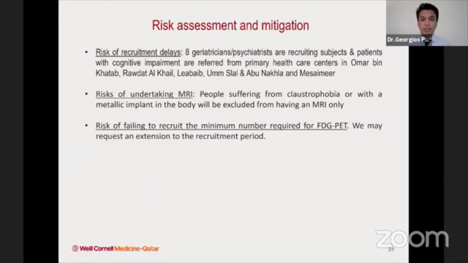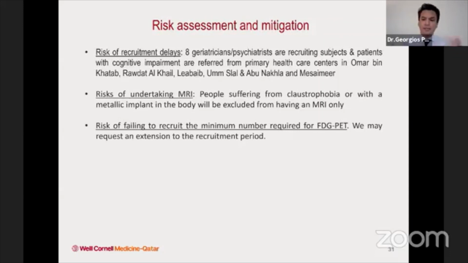Also, risk assessment of taking MRI. People may suffer from claustrophobia. What happens in that case, or if they have metallic implants? Do we exclude them from the study? No, we're not going to exclude them. We're just going to let them do all the other assessments without the MRI.